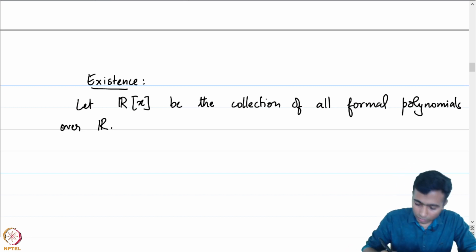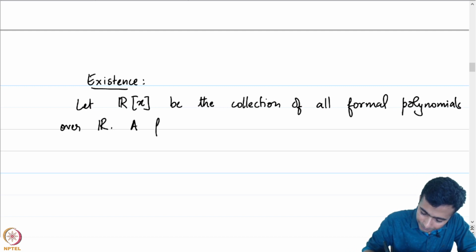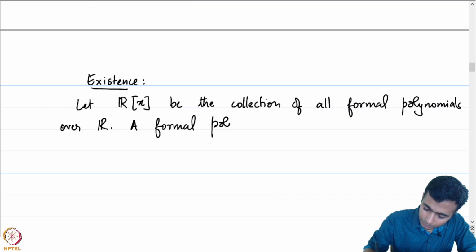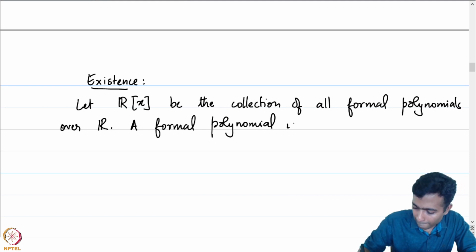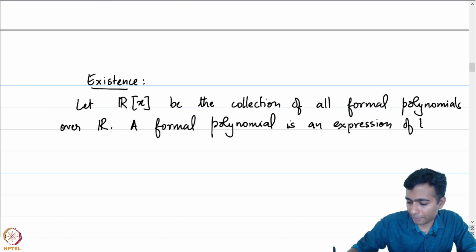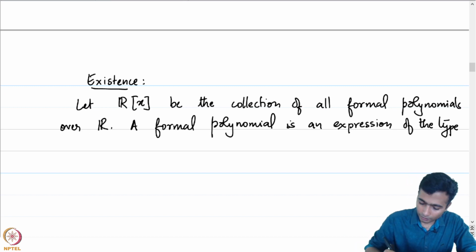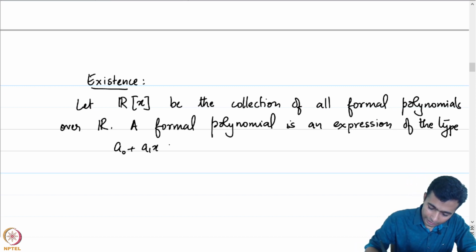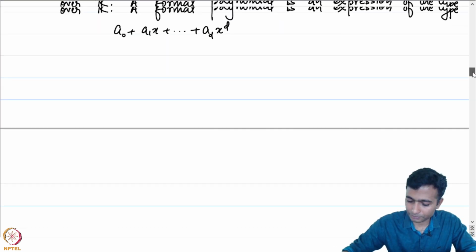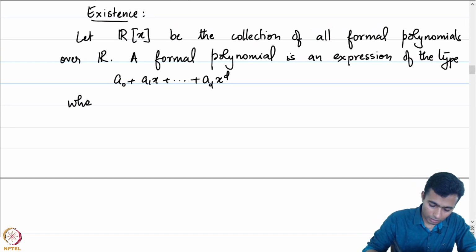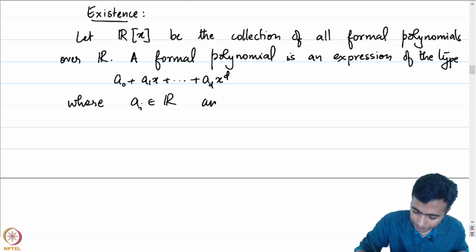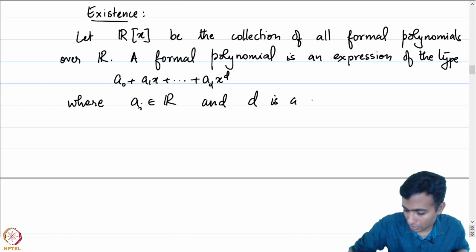So a formal polynomial is an expression of the type a0 plus a1x plus ... plus ad x to the power d, where the ai are real numbers and d is a non-negative integer.